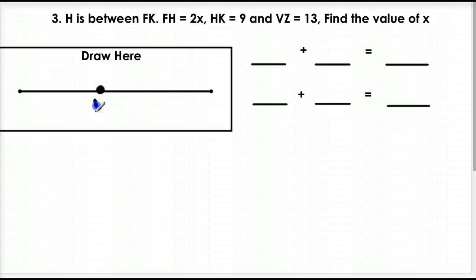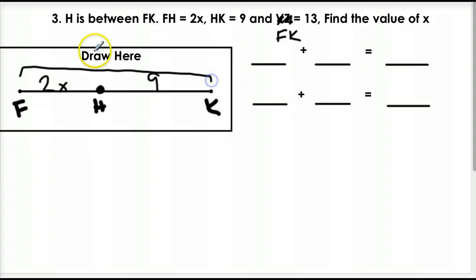So H is between F and K. FH is 2x. HK is 9. And FK is equal to 13. Find the value of x.